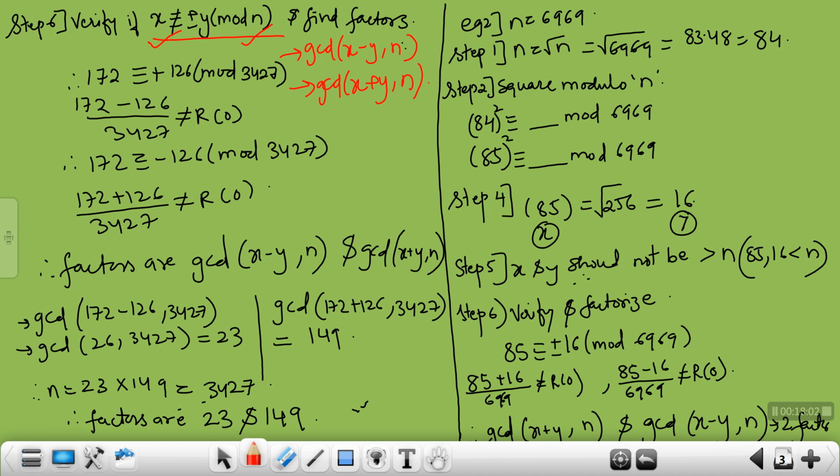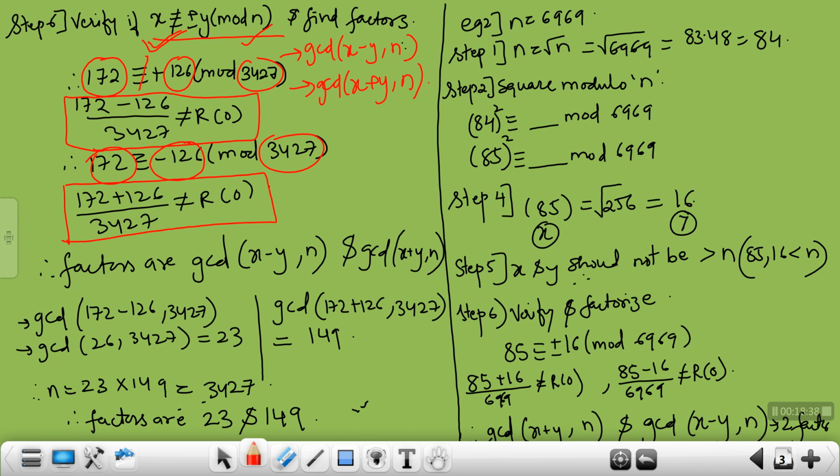So let me directly substitute my value of x that I have calculated previously, 172. My value of y will be, now I am calculating separately for plus and for minus, plus 126 mod 3427. When I solve this, I don't get the remainder as 0, which means the equation is not congruent. Similarly, I do it for my second equation, that is 172 minus 126 mod 3427. When I solve this, I am not getting my remainder as 0. That means I am satisfying this equation.